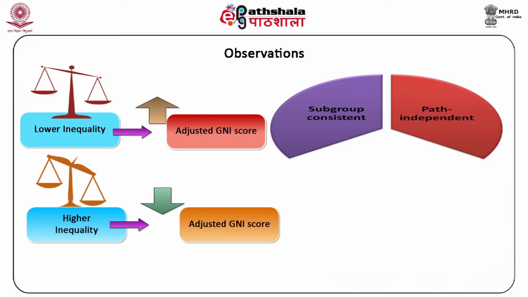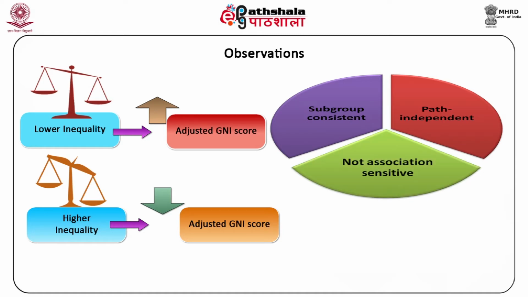The order in which data are aggregated across individuals or groups of individuals and across dimensions yields the same results. The IHDI is not association sensitive. It does not capture overlapping inequalities. That would have been possible only if all the data for each individual was available from a single survey source, which is not possible for many countries.